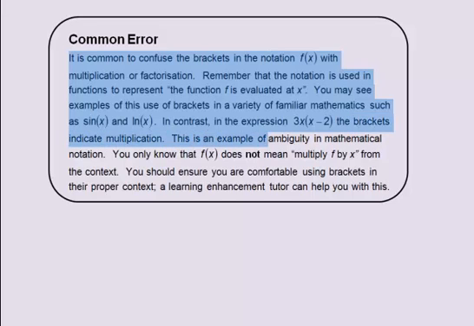This is an example of ambiguity in mathematical notation. You only know that f(x) does not mean multiply f by x from the context. You should ensure that you are comfortable using brackets in their proper context. A learning enhancement tutor can help you with this.